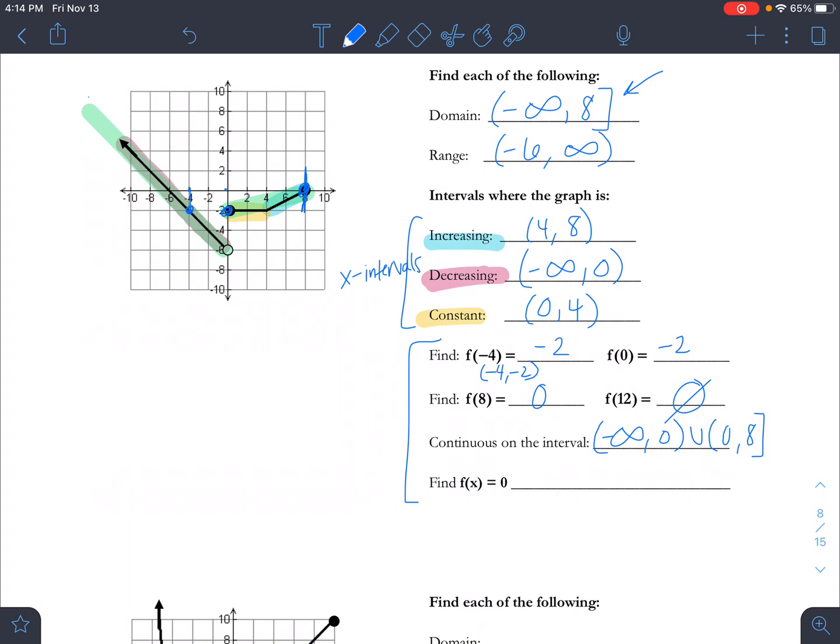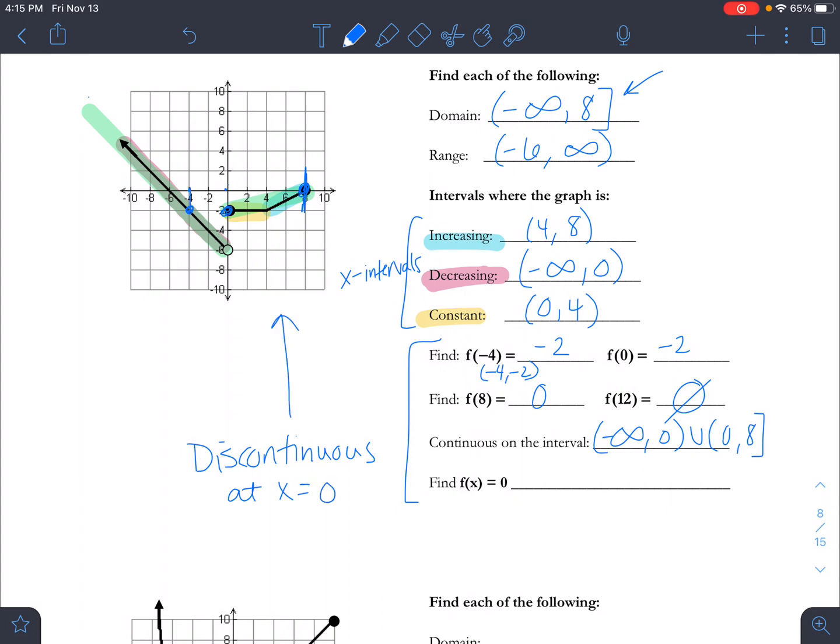Again, I said 0 was a parenthesis because I don't want to say I'm continuous at 0, even though there's a closed circle. I want to say I had to skip over 0. That's not where I was continuous. It's discontinuous. You could also write it this way: discontinuous at x equals 0, this graph.